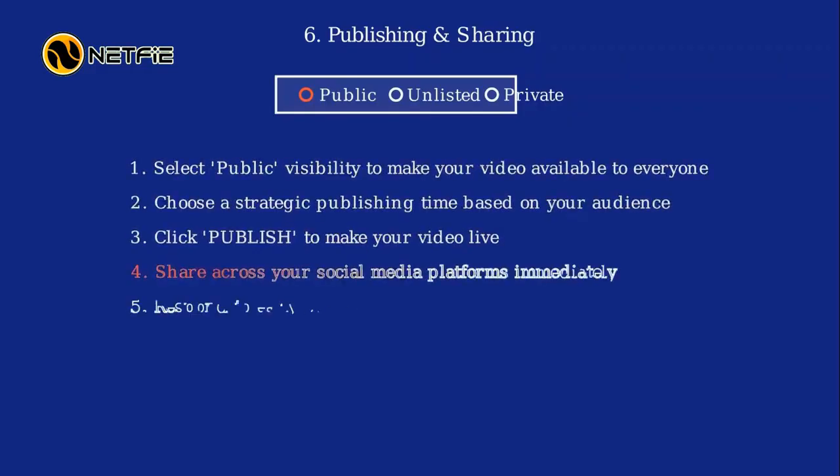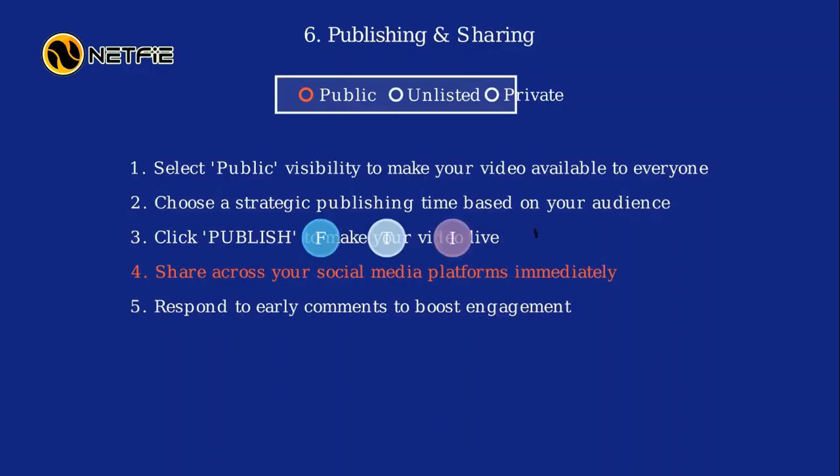When you're ready to publish, you'll need to choose your video's visibility settings. For your first video, selecting public will make it available to everyone on YouTube. Follow these steps to effectively publish and share your video to start building your audience. Immediately share your video across all your social media platforms to maximize early views.